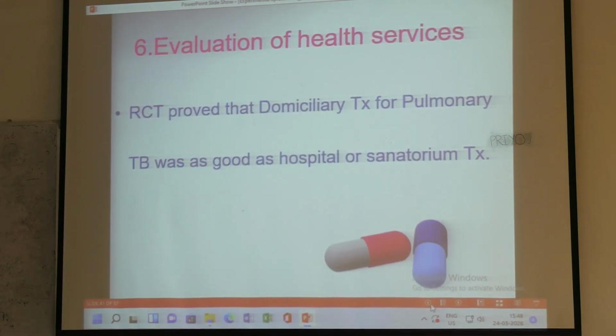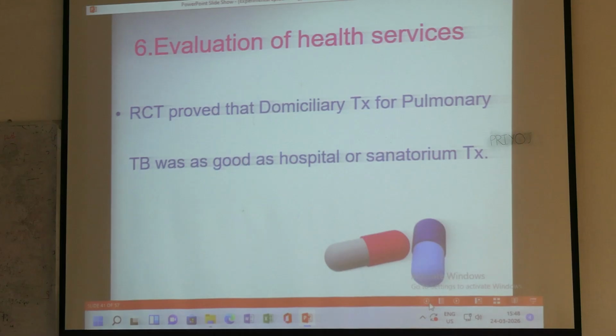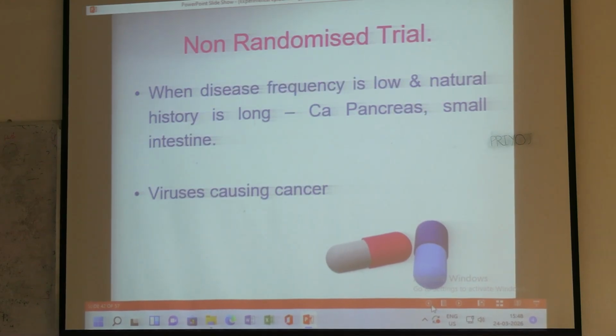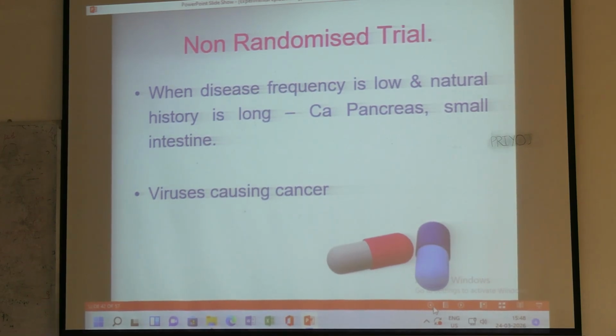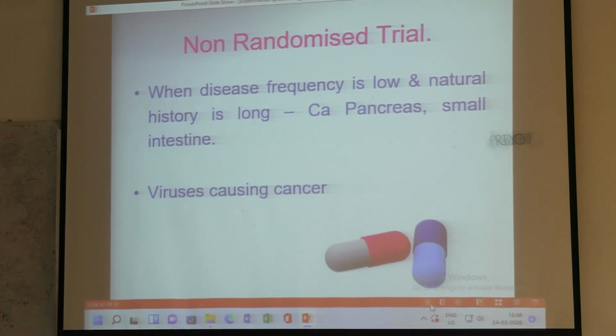Also, this was another evaluation of health treatment. RCT also proved that domiciliary treatment for pulmonary TB was as good as hospital or sanatorium treatment. Okay. A non-randomized trial is also used when disease frequency is low and natural history is long. For example, CA pancreas, small intestine, and viruses causing cancer.